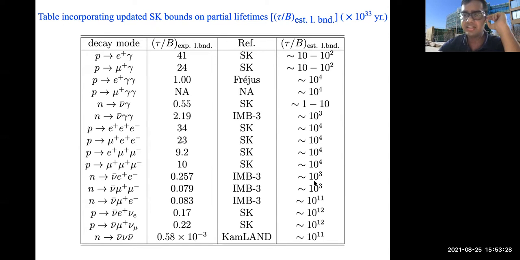And the reason that these bounds are more stringent than the current experimental bounds is that, for example, the bound on P goes to e plus pi naught is much more stringent than the bound on, say, P goes to e plus gamma. What we have derived is an approximate relation between the two different decay modes. And then we use experimental bounds on one of the modes to infer bounds on the other mode. And as the bound on, say, P goes to l plus M, where M is the meson, is much stronger, hence the inferred bound is also stronger.